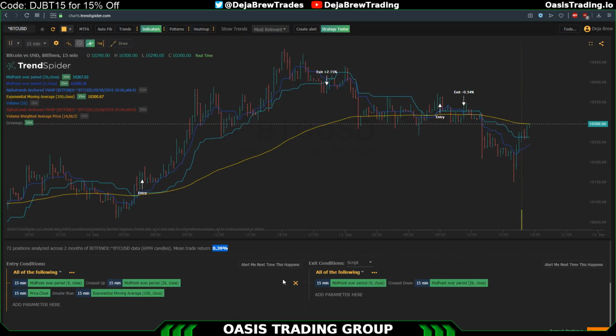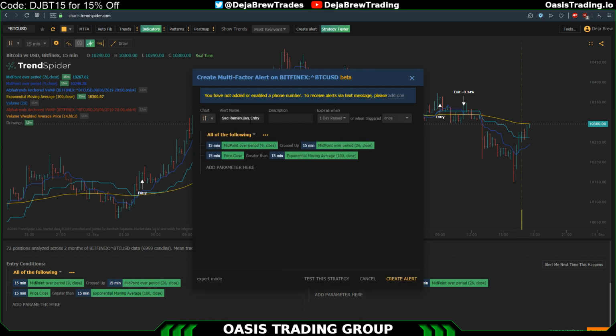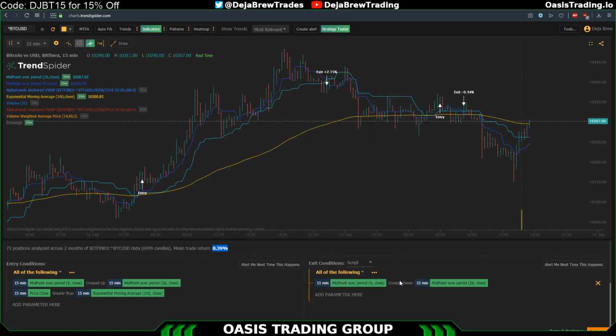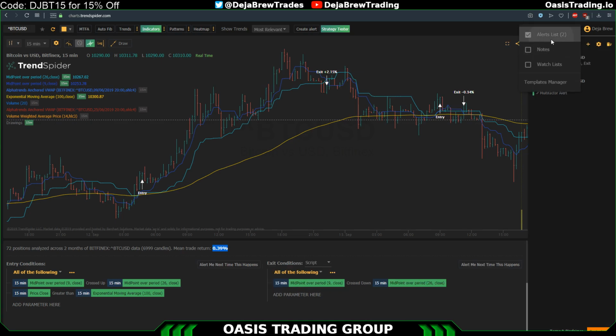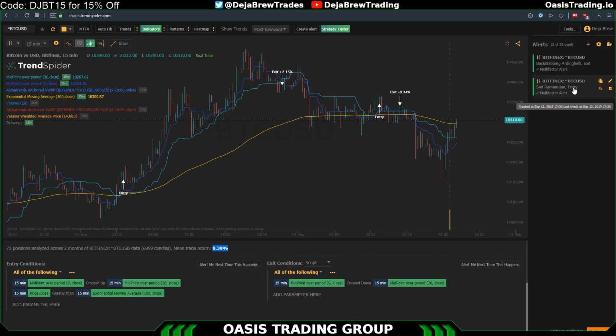Now, finally, the last thing that you can do with the strategy tester is you can have it alert you whenever this strategy would enter or exit. So if I wanted to be alerted, you would do the alert on the entry side. So I'd go ahead and create the alert. Now it's going to alert me when it's entering, and I'm going to go ahead and create the alert for when it's exiting. So these are going to go to your alert list. You have the entry and you have the exit. So now the next time this takes a trade, I will be alerted, and when it closes a trade, I will be alerted.